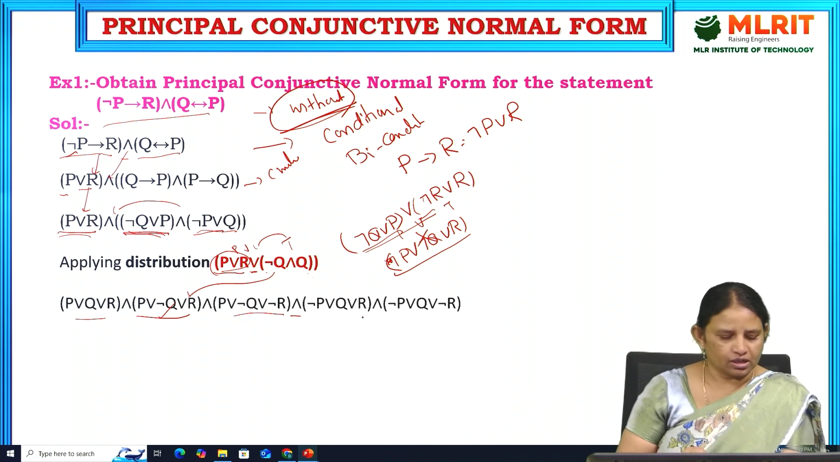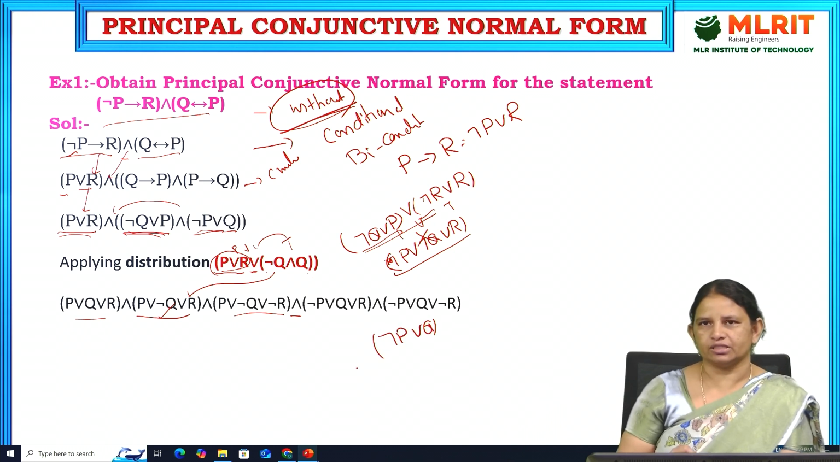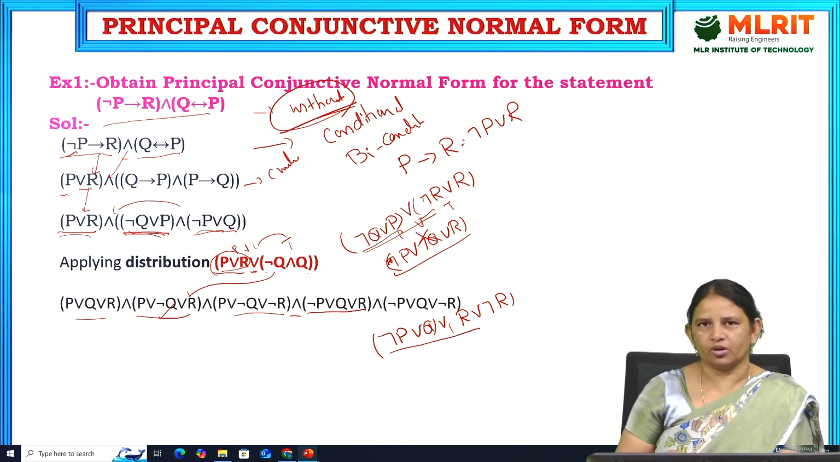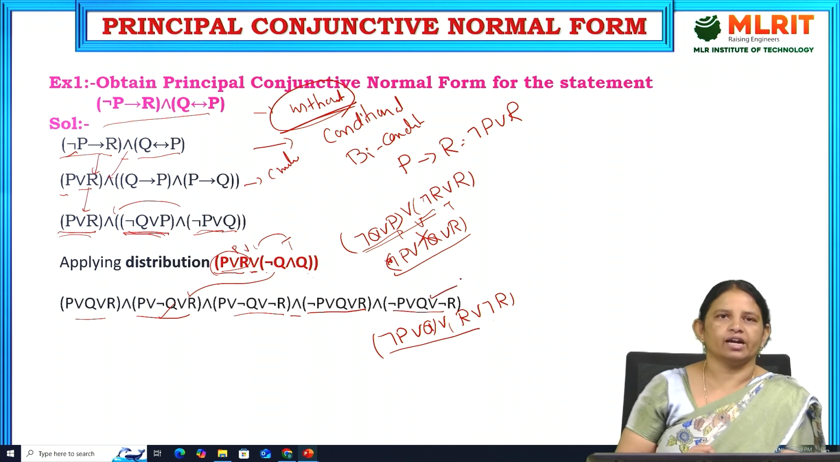What about the third one? Negation P or Q is present. What is the missing term? P is there, Q is there. R is the missing term. Negation P or Q or R, and one more max term, negation P or Q or negation R. These are the required max terms.